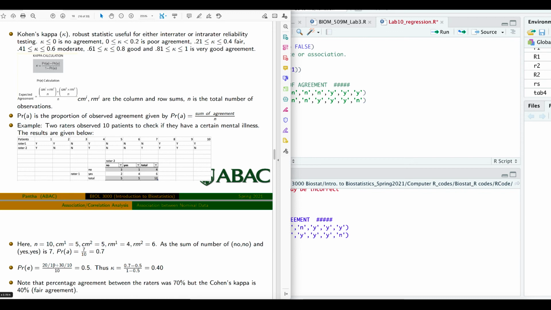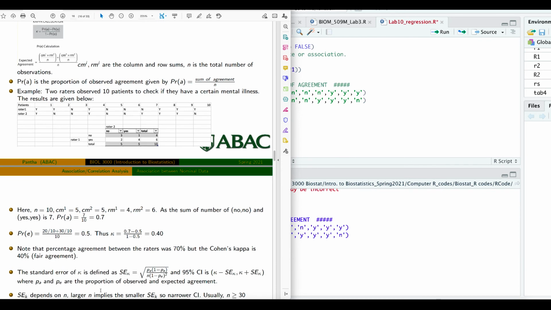20 by 10 is 2. 30 by 10 is 3. 2 plus 3 divided by 10 is 5 over 10. That is 0.5, 50%. So kappa, use that formula. Kappa is PRA, which is 0.7, minus 0.5, over 1 minus 0.5. So that is just 40% or 0.40.